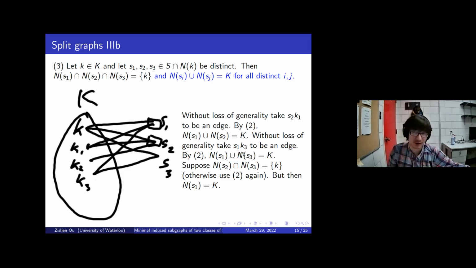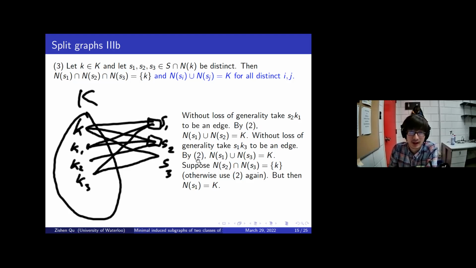So we've done it for I equals 1, J equals 3 as well. So we only need to do it for 2, 3. And if 2, 3 has a common neighborhood of size more than K, then you just do the same thing again. But suppose that the shared neighborhood is only K.